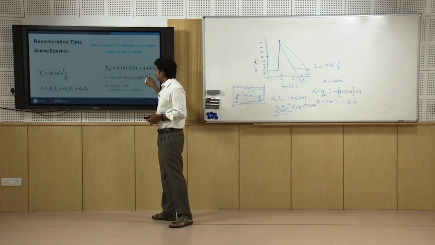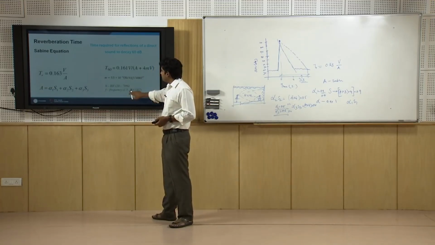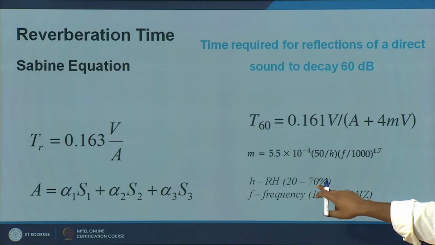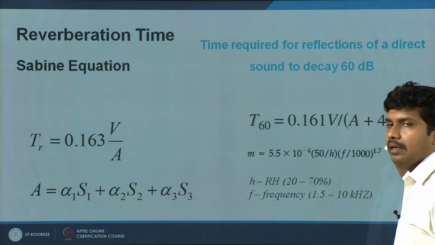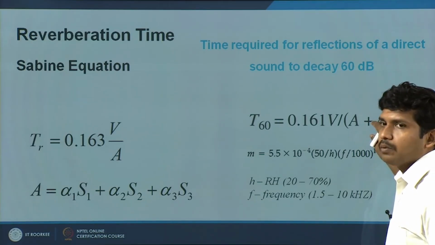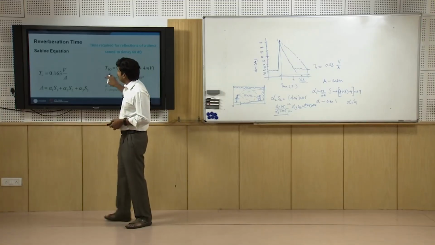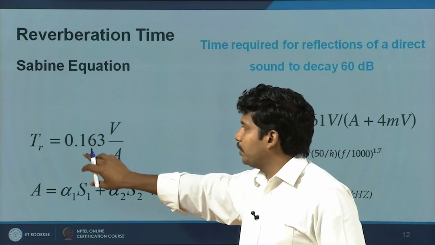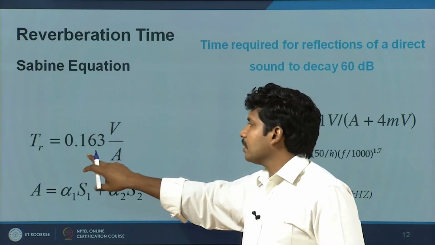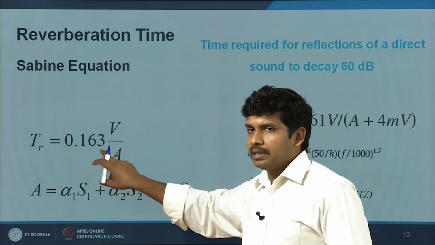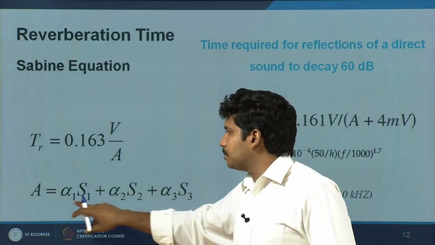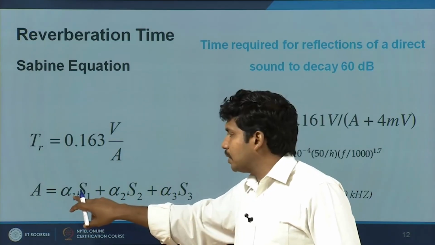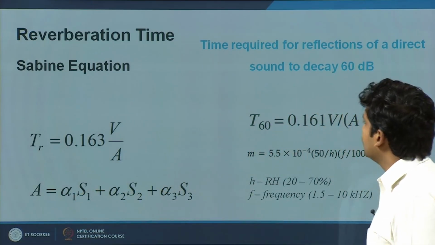It also is a factor of frequency, as I said, it varies with respect to the frequency and also with respect to the relative humidity. In common calculations we do not get too much into detail, but yes, in fact this is accountable, you cannot simply ignore it. Still, for a simpler understanding in this module you can go with around 0.163 or 0.161 V by A, where A is in Sabins, the acoustic absorption, which is a factor of the absorption coefficient and the respective surface area.